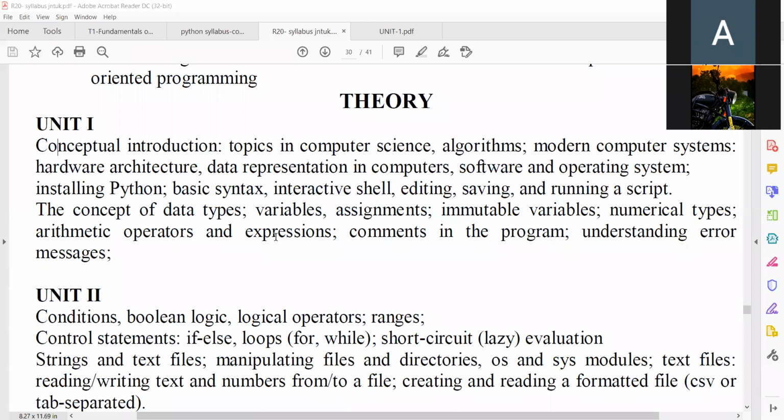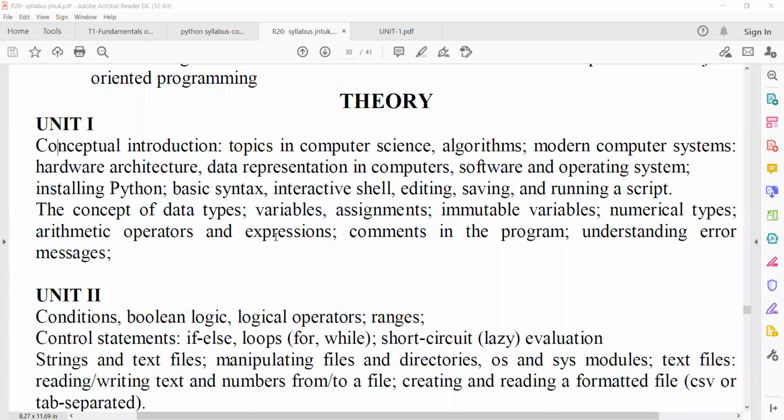So comments. How to write a comment in a Python program? How can you represent comments? Next, understanding error messages. Every programming language has some errors, so how can we deal with those errors? Please wait a moment, all of you.